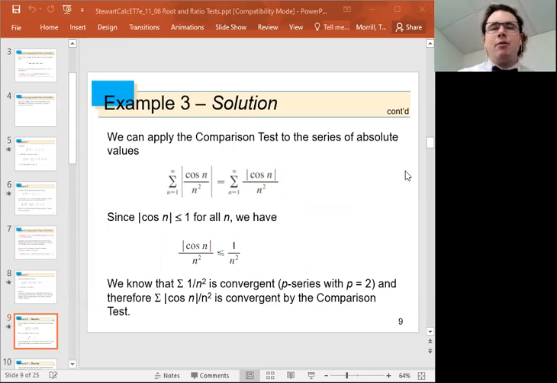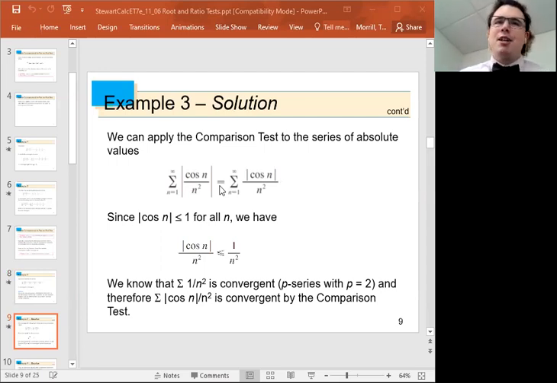So I'm going to put absolute values on this and ask, is this series absolutely convergent? To check for absolute convergence, I've got the absolute value of the cosine of n all on n squared. But since n squared is already positive, that's the same as asking for just the absolute value of the cosine function, all on n squared.